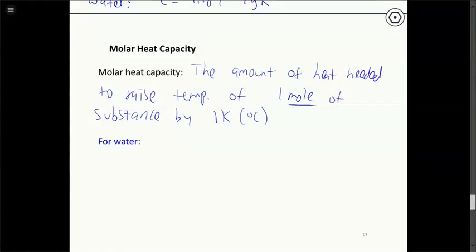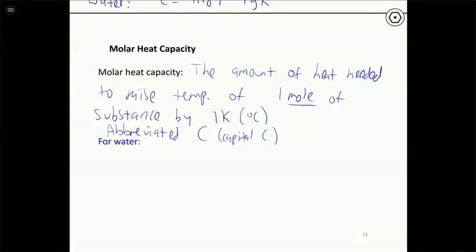Whoever invented the heat equations was just absolutely ruthless when it came to abbreviations. They're terrible. The abbreviation for molar heat capacity is also C. There's a capital C, not a lowercase c. Don't worry about that too much, but we have specific heat capacity, we have molar heat capacity, and later on we'll talk about something called total heat capacity.